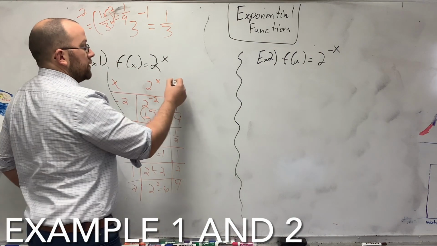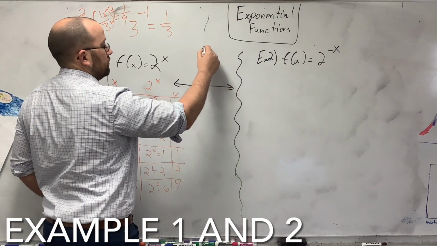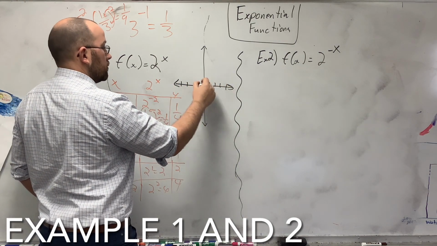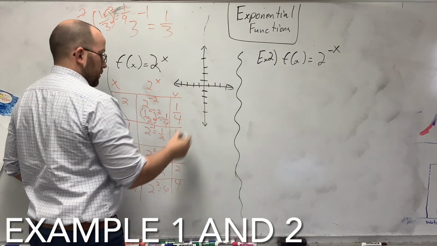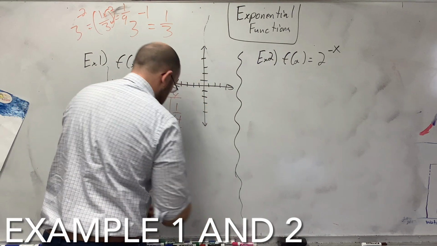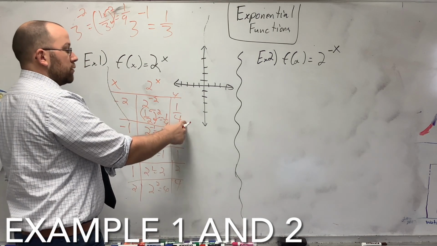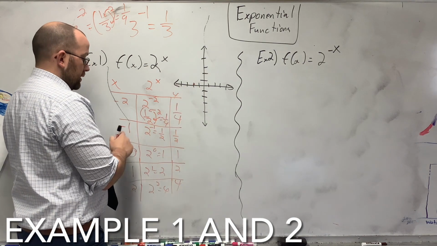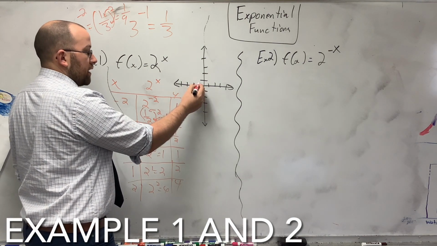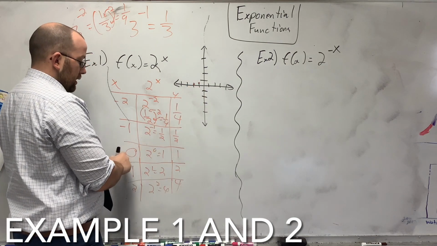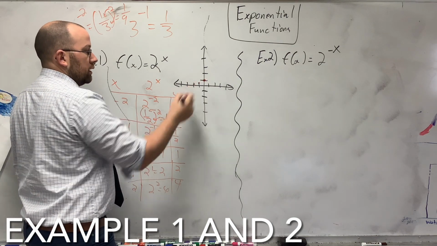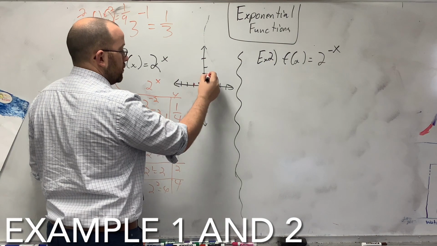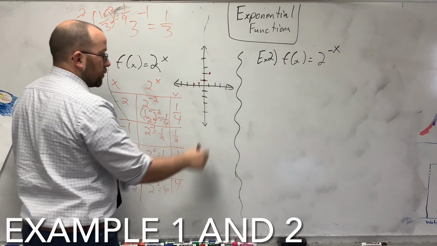So now let's graph these points. Let's graph them in red. So -2, 1/4. I come out to -2, and I just kind of guesstimate where 1/4 is. -1, 1/2, go up a little bit, right in between. 0, 1, which is our y-intercept. 1, 2, right there, and 2, 4.